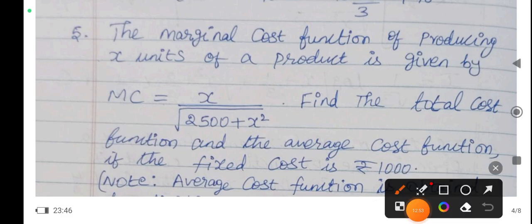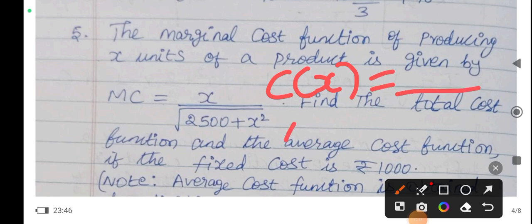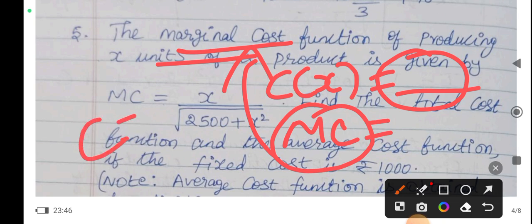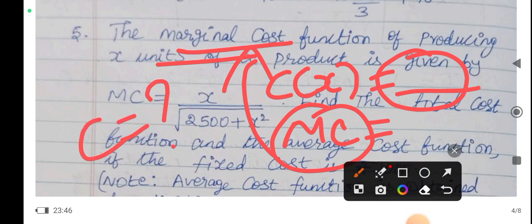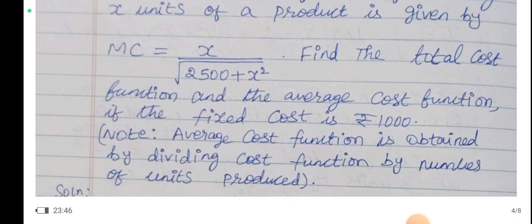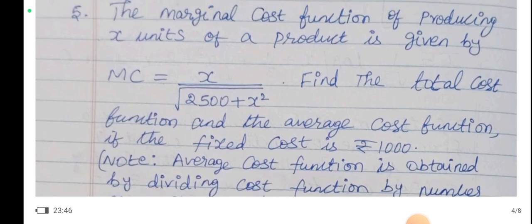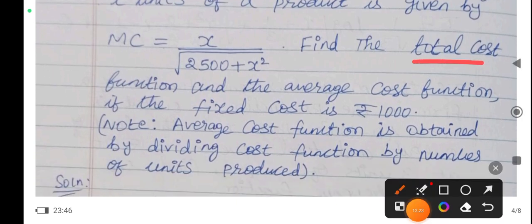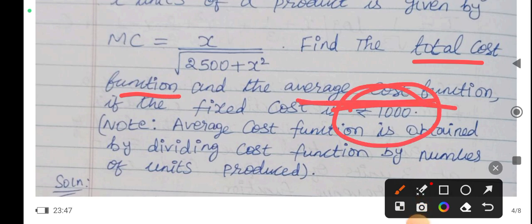Last time it was marginal revenue, children; here it is marginal cost. Same thing as in differentiation. When we have a cost function and they ask for marginal cost, it is the differentiation of the cost function. But when marginal cost is given and they are asking you the cost function, MC given, C what? Again integration. So they said MC value is x by root over 2500 plus x square, and not only the cost function, they are also asking for the average cost function. At that time, fixed cost is 1000, they have given us. So clear, check.